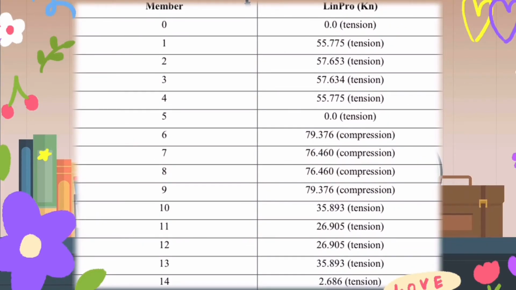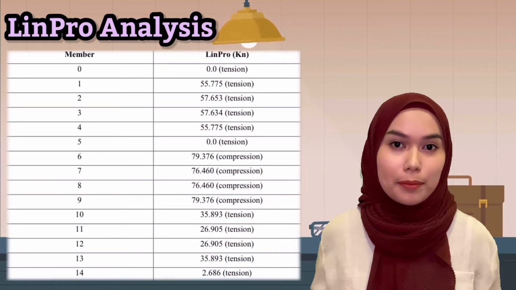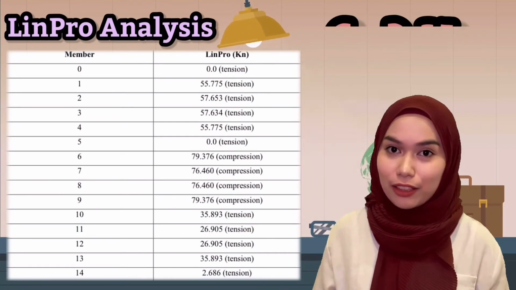This table shows the LimPro analysis that states the internal force in member. Positive is tension and negative is compression.